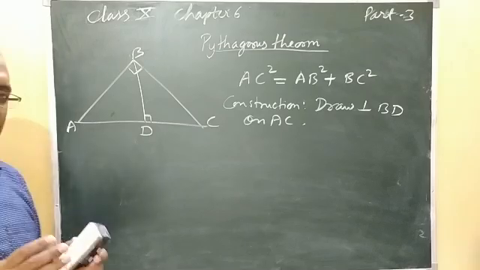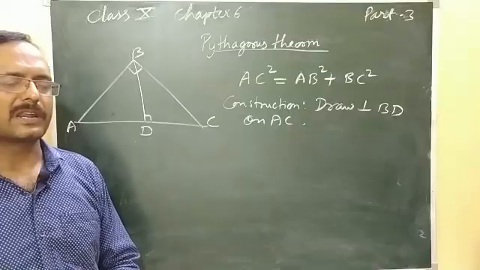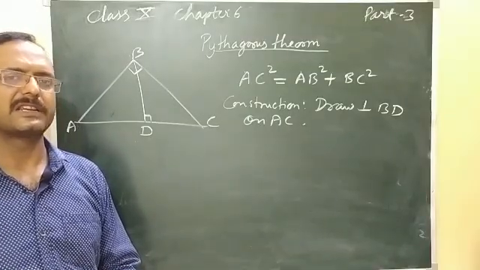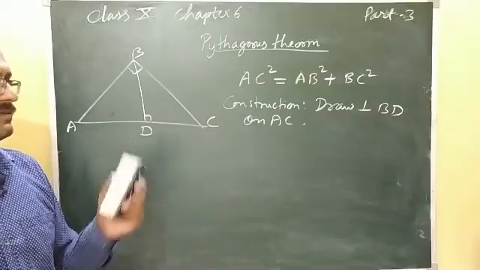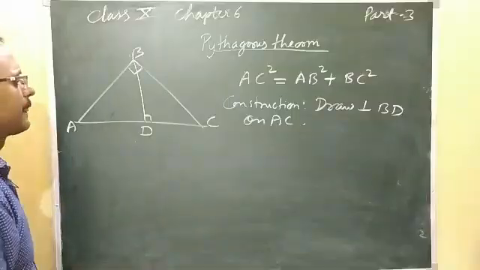Then if the two triangles are similar, we can use the concept of similarity of triangles, that if two triangles are similar, their corresponding sides are in ratio, and this will be used to prove this theorem. So let's start.